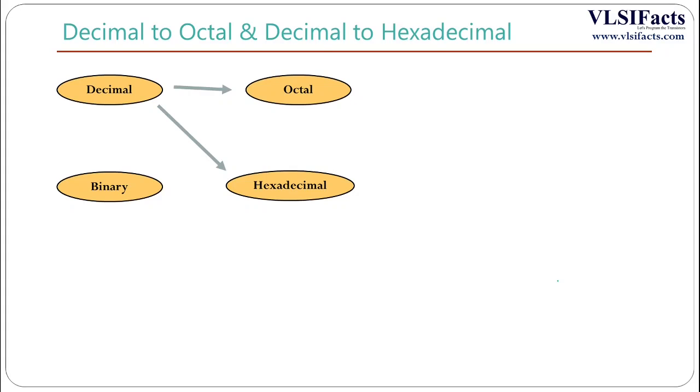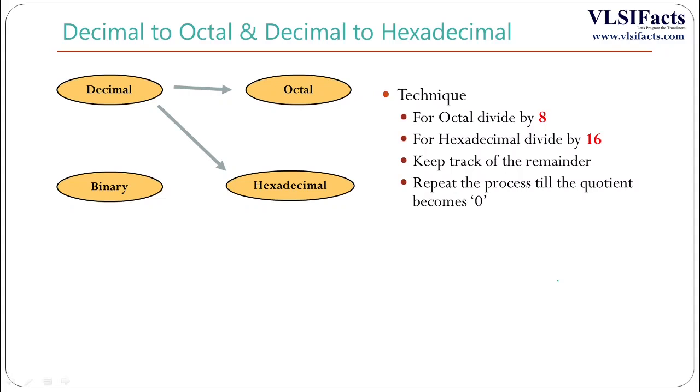Now we will see how to convert a decimal number to its octal equivalent or hexadecimal equivalent. The technique is, for octal conversion, divide the number by 8. For hexadecimal conversion, divide the number by 16. And in both cases, keep track of the remainder till the quotient comes to 0.